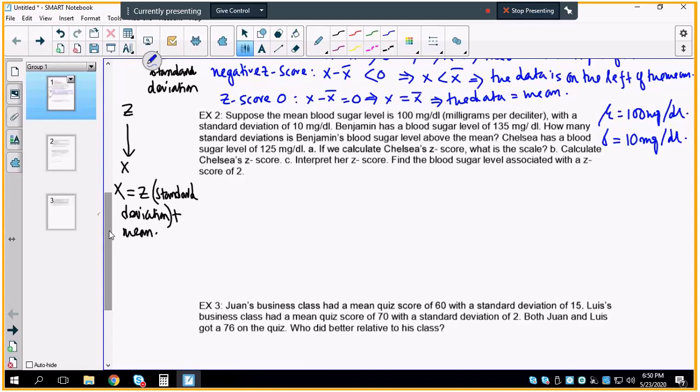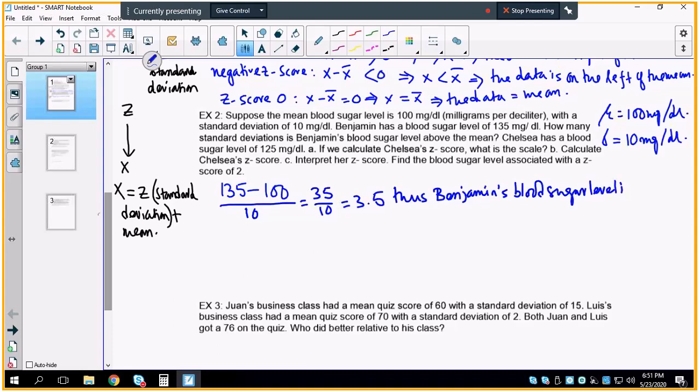So what do I say? Benjamin's blood sugar level is 135. The mean is 100. The question is, how many standard deviations is Benjamin's blood sugar level above the mean? So I divide by the standard deviation 10. So I get 35 over 10, which is 3.5. So basically I found the z-score. And I say, thus, Benjamin's blood sugar level is 3.5 standard deviations over the mean.